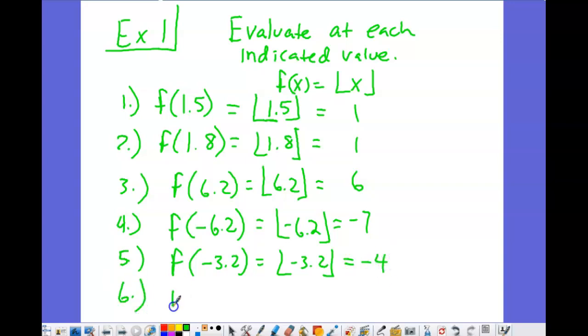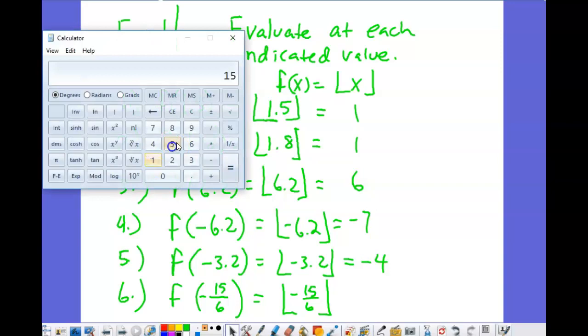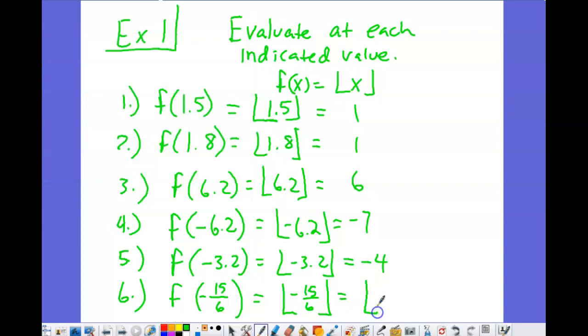I suppose I could even try to get a little bit more confusing and give you something like this. A fraction, right? Well, my advice to you would be to just change it into a decimal if you have a fraction, right? Let's try that. 15 divided by 6, right? And it's negative, so it's basically negative 2.5. So if I were to round this down to the nearest integer, it would be negative 3. Okay, so that's what the greatest integer function does.